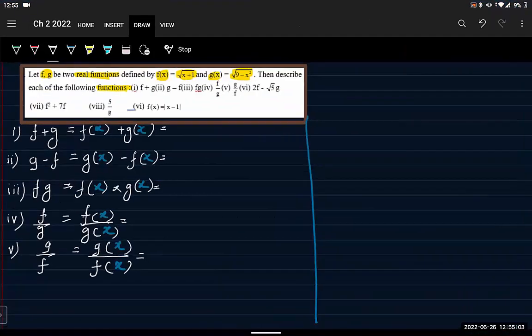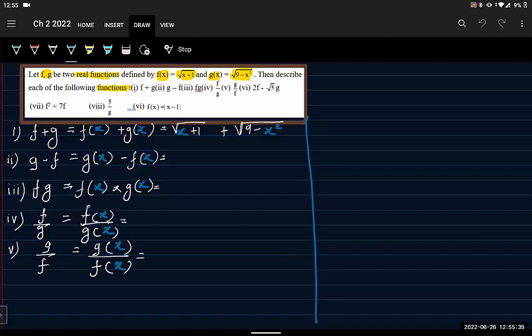Let us see the first sub question, which is f plus g. Obviously, by definition, f plus g means adding both the functions individually. That is f of x plus g of x. F of x here is under root of x plus 1, plus g of x here is under root of 9 minus x square. So we'll just write root x plus 1 plus root 9 minus x square.